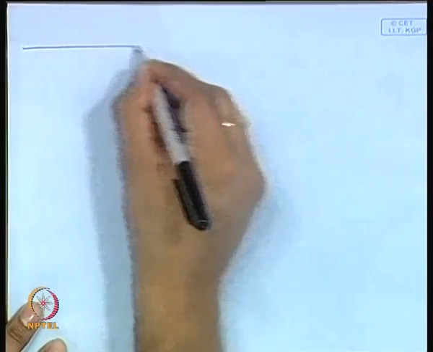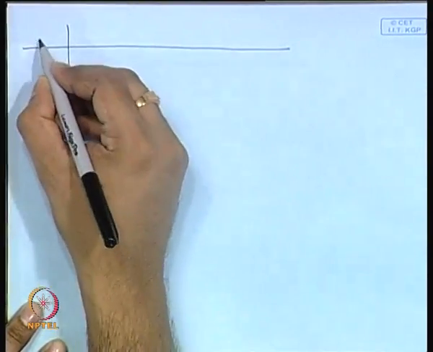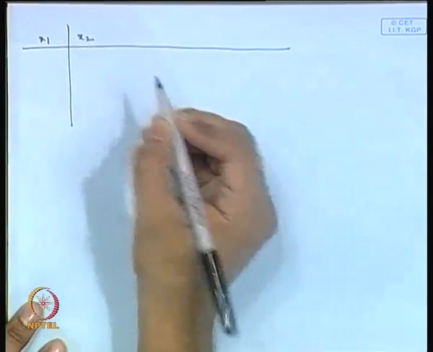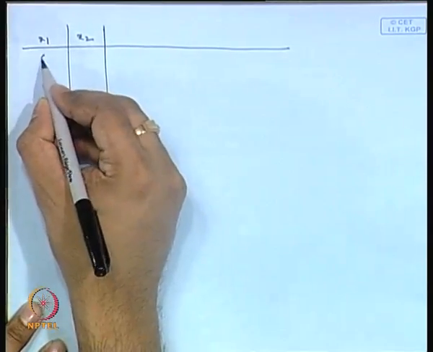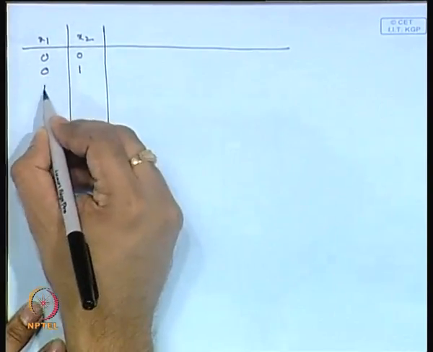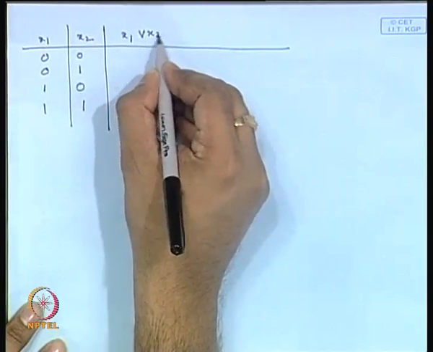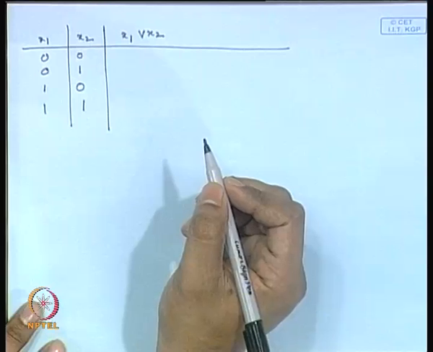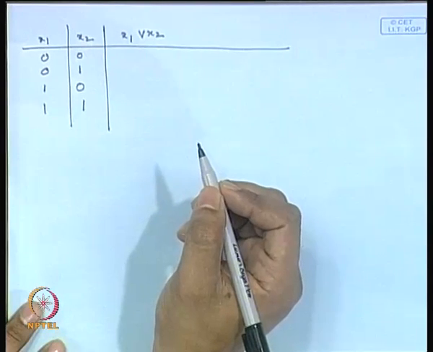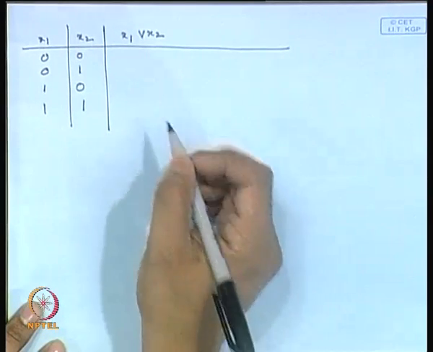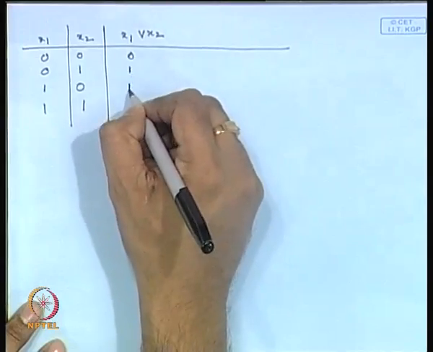Okay. So take this example: x1, x2, and we know that the possible values are 0, 0, 0, 1, 1, 0 and 1, 1. Take the same example, x1 OR x2, and we will try to find out the corresponding nonlinearity of this Boolean function. So what is the truth table? We have seen 0, 1, 1 and 1.